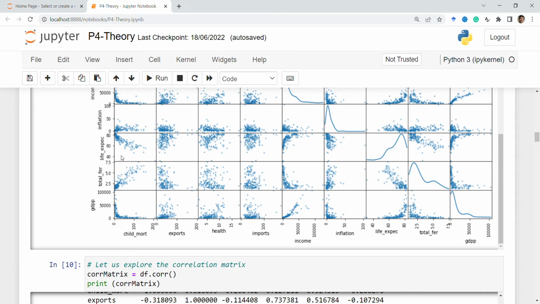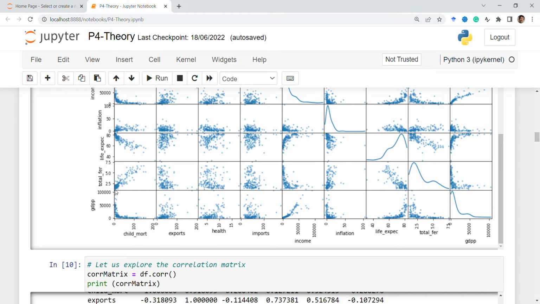If the child mortality is low, then the life expectancy is high. And on the contrary, if in a country the child mortality is high, so we move to the right in this axis, then the life expectancy is lower. And there is an almost linear relationship between these. There is also a linear relationship between total fertility and child mortality. If child mortality is high, total fertility is also high. And when child mortality is low, then the total fertility is also low.